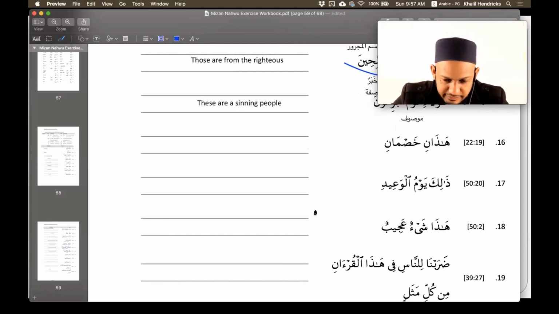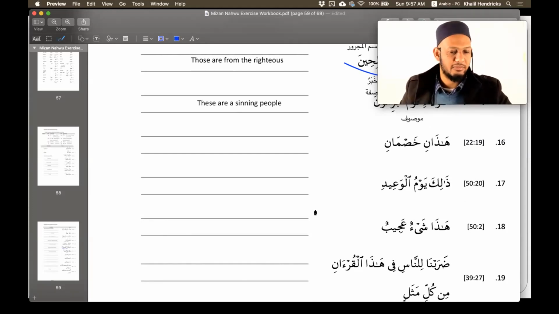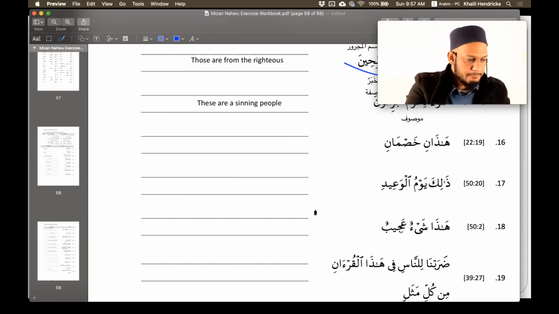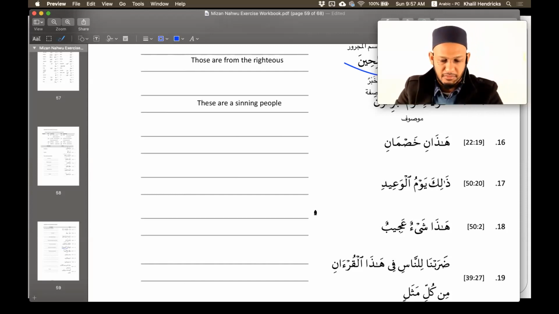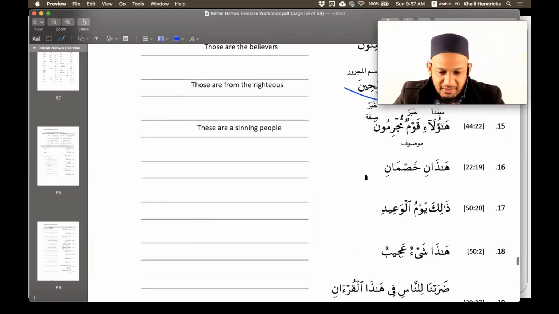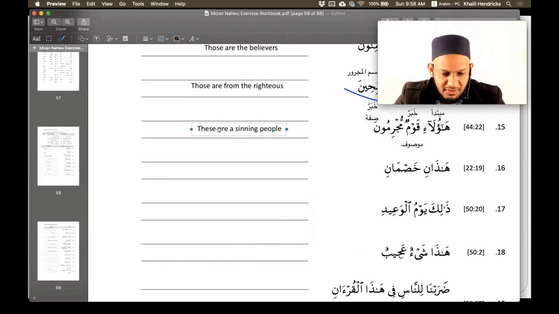Who wants to go? This one you can guess because we haven't done it before. What do you think hadhani means? These two. Good. So hadha is this one, and hadhani means these two, because normally an in Arabic means two. Hadhani means these two. So how do you translate this? What's the meaning of khasmun? Opponent. So how do you translate this? These are two opponents.